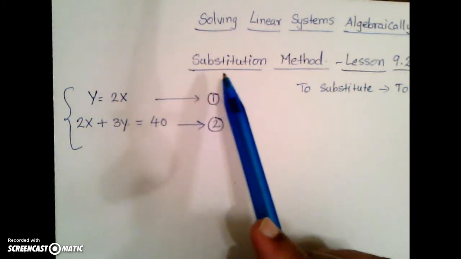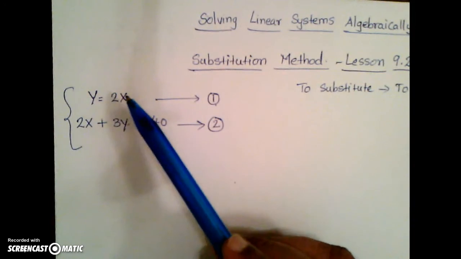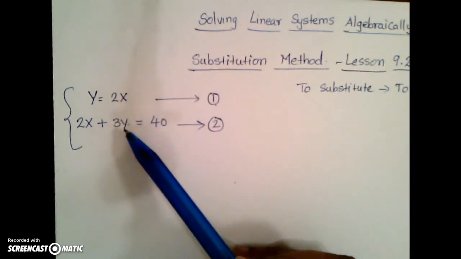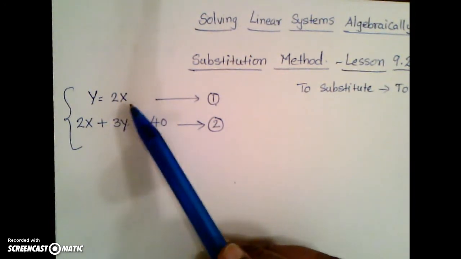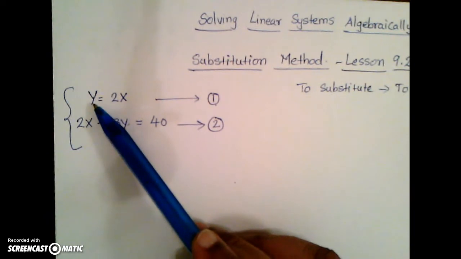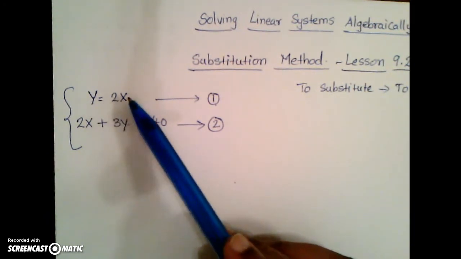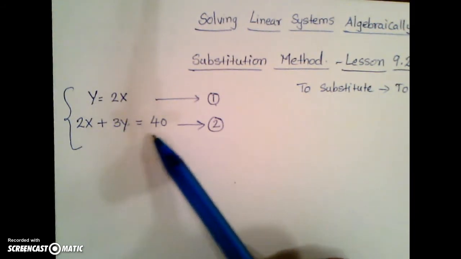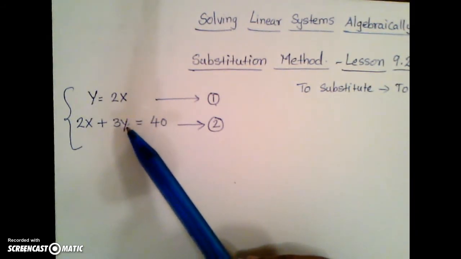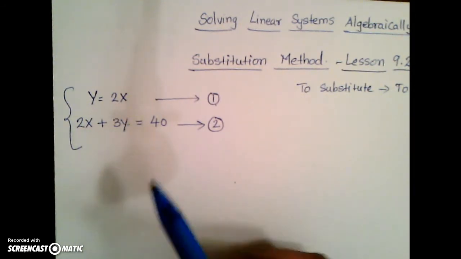So as the name suggests, I'm going to use the substitution method. When I look closely into these two equations, my equation number 1 is telling me what y is. Even though it is not a number, it is telling me that y is 2x. So I'm going to use this information in my second equation and I'm going to replace my y with that 2x.